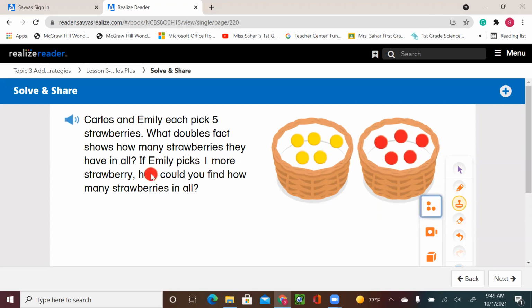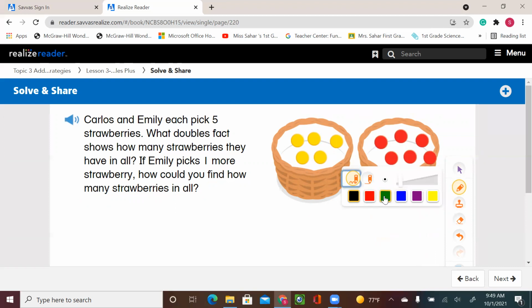Now, if Emily picks one more strawberry, how would you find how many strawberries in all? I know that this is my doubles fact, which is 5 and 5. 5 plus 5, easy, 10. But now Emily has one more. So I'm going to put one more for Emily here. So now it's 5 plus 6.